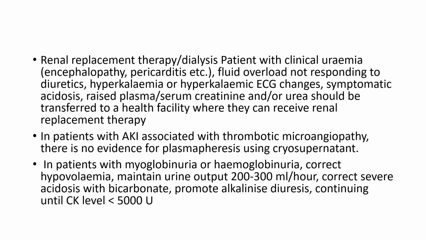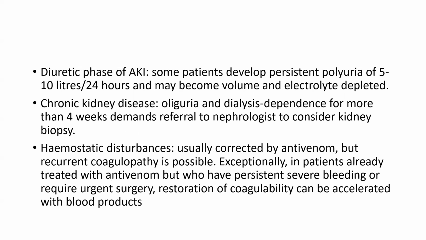Renal replacement therapy, if indicated. In patients with AKI associated with thrombotic microangiopathy, there is no evidence for plasmapheresis using cryosupernatant. In patients with myoglobinuria and hemoglobinuria, correct hypovolemia, maintain urine output 200 to 300 ml per hour, correct severe acidosis with bicarbonate, promote alkalinized diuresis, and continue until creatine kinase level is less than 5,000. Diuretic phase of AKI: some patients may develop persistent polyuria of 5 to 10 liters per 24 hours and may become volume and electrolyte depleted.